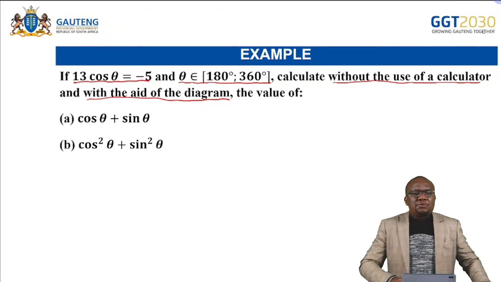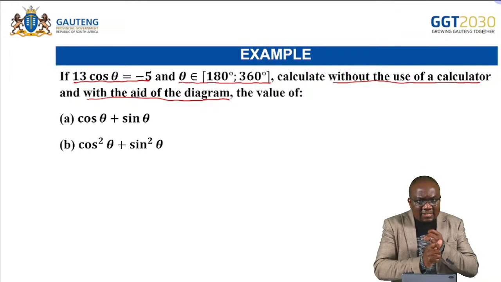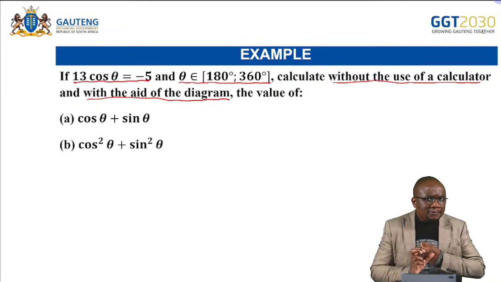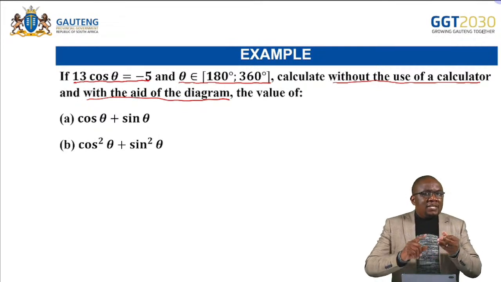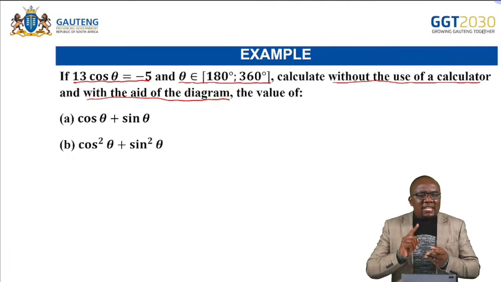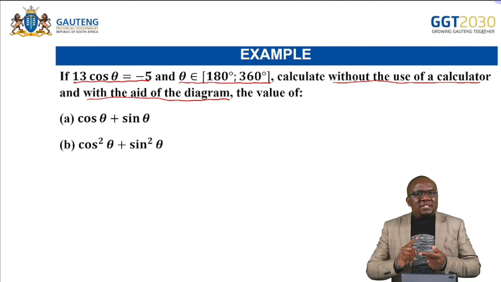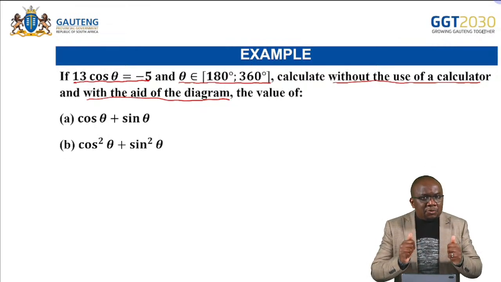We need the diagram. You are going to get a mark for your diagram. So for us to solve this, we need to have our x, our y, and our r. Remember, our trigonometric ratios are defined in terms of x, y, and r. Sine theta is y over r, cos theta is x over r, tan theta is y over x. So we must have these three things before we do anything.